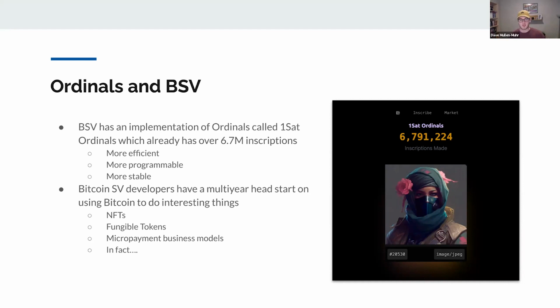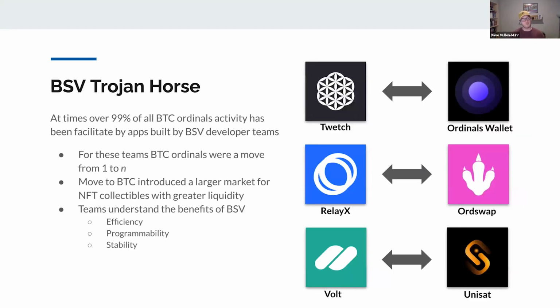What's also interesting about Bitcoin SV is that BSV developers had a multi-year head start on using Bitcoin to do interesting things. So for years now, we've already had NFTs on BSV, fungible tokens, lots of micropayment business models. In fact, a lot of the activity on BTC Ordinals is actually from Bitcoin SV developer teams. So this number isn't accurate as of today. It was hard to get the data because Unisat, which was doing the vast majority of transactions, is no longer showing up on these public metric websites. But at times, over 99% of all BTC Ordinal activity was facilitated by BSV developer teams.